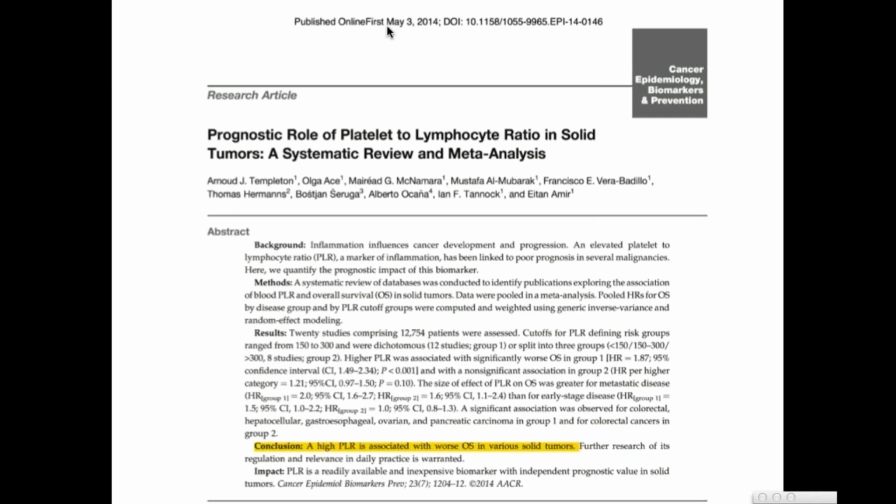Yeah, so prognostic role of platelet to lymphocyte ratio in solid tumor. It says conclusion, a high platelet lymphocyte ratio is associated with a worse overall survival in various solid tumor.